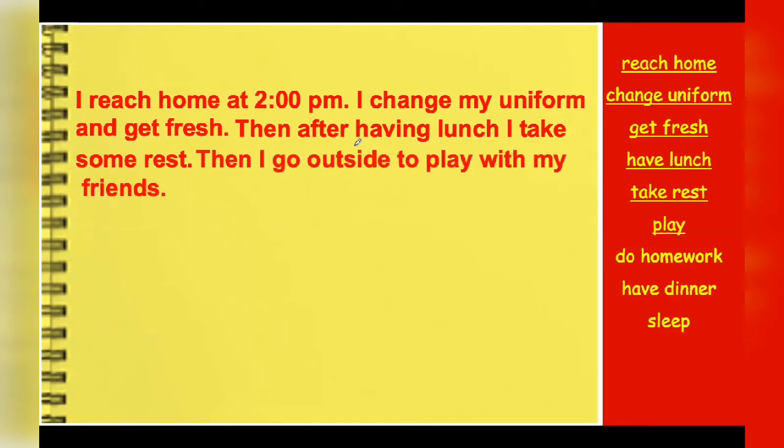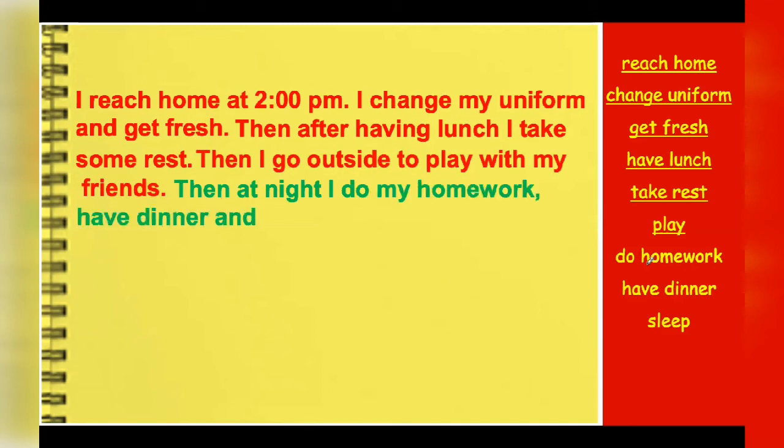Now, next we have do homework, okay? Now, how we'll use it in sentence? Then at night, I do my homework, comma, have dinner, and go to sleep. Now, what I have done? I have just joined them all together in one sentence. Then at night, I do my homework, comma, have dinner, and go to sleep. And here we have done our composition.